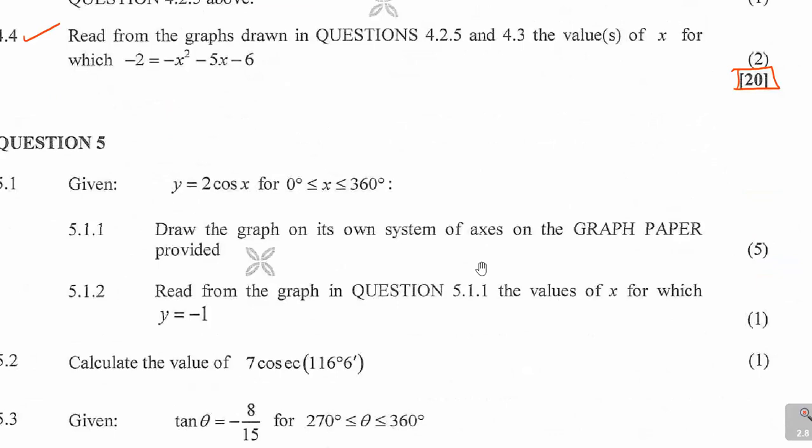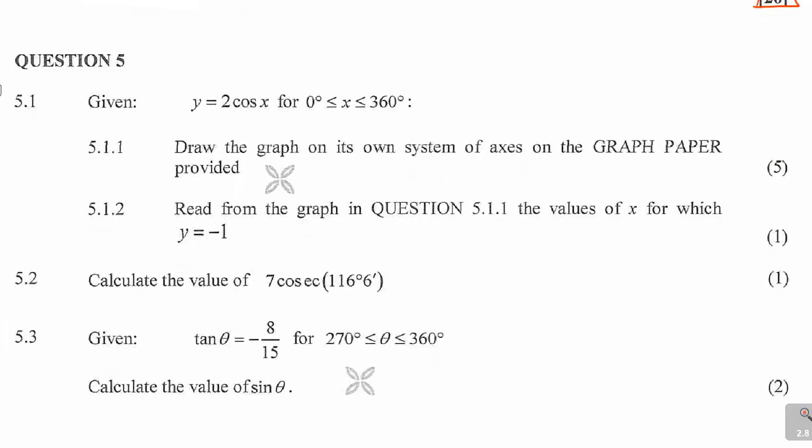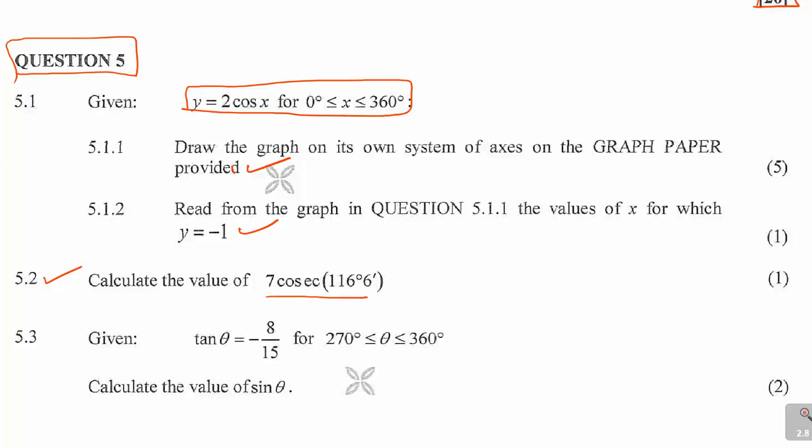Question 5 again was on trig, but it also had graph sketching. So there you are given that graph. And in the lessons, I show you how to use your calculator to simply draw the graph so that you get these 5 marks. And then the interpretation is also important. Question 5.2 was basic, you had to convert that. You can use a calculator. It says given that, calculate sine theta.